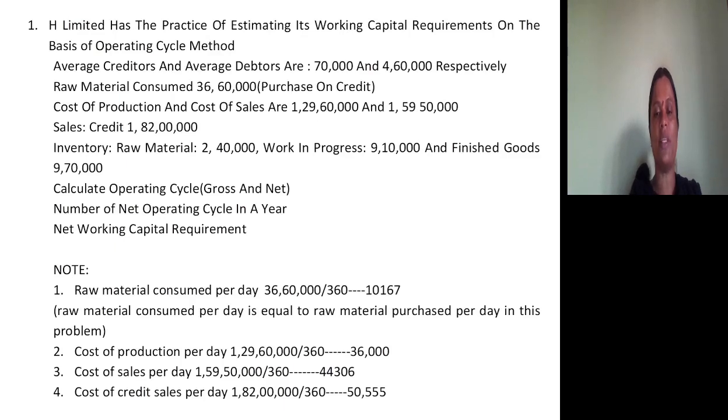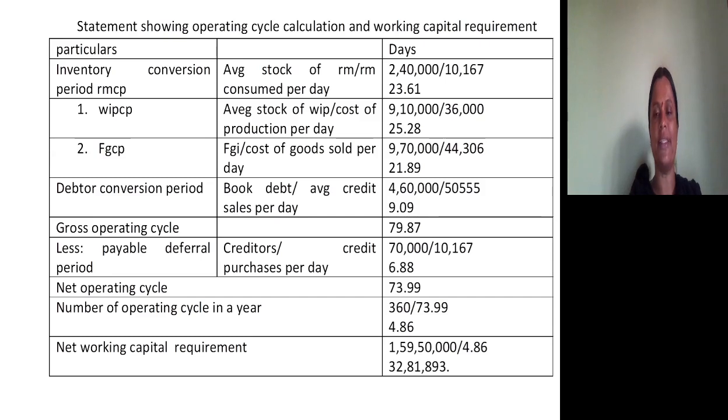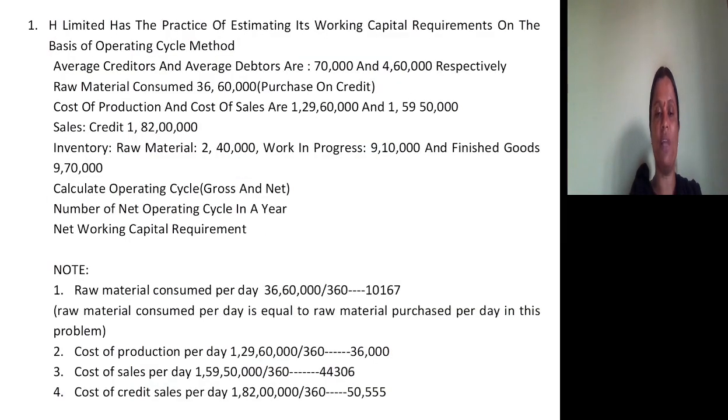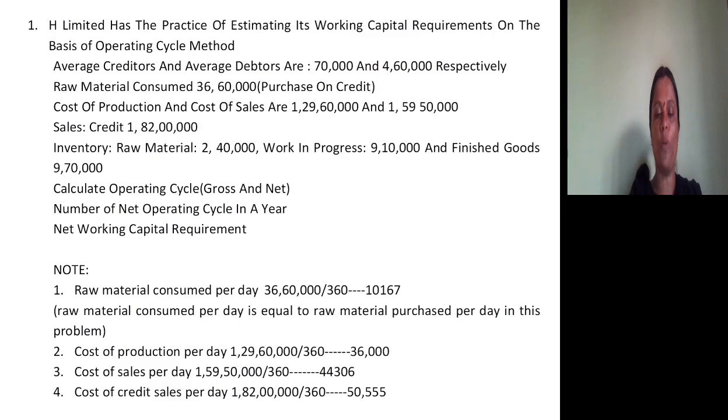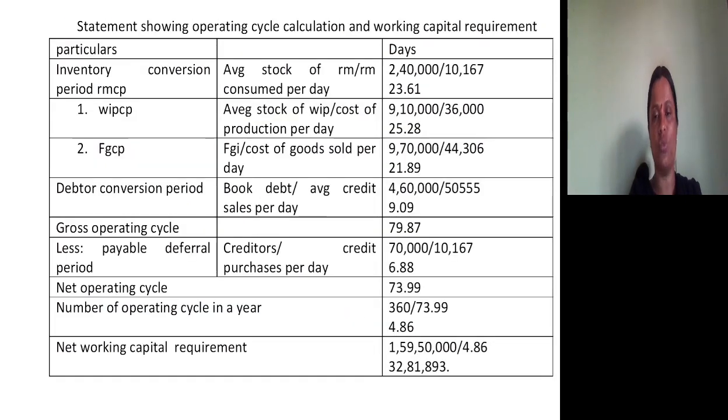Work in progress inventory. So work in progress inventory is 9,10,000 divided by cost of production per day is 36,000. Answer is 25.28 days. Finished goods conversion period. Finished goods inventory, which is given as 9,70,000 divided by cost of goods sold per day. So what is cost of goods sold per day? Cost of goods sold is not separately there, but we have cost of sales. So we are considering cost of sales as cost of goods sold, that is 44,306.